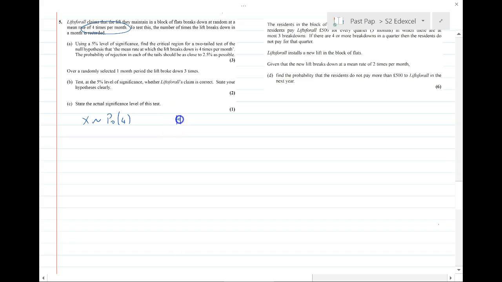So I'll write the H0 and H1 anyway, because it's a good idea. But then, mind you, it does tell us in the next part to do that, so I'll do it later. H1 is that it's two-tailed and that it's not equal to 4. So we're looking on both sides of the tail. So let's just have a look at the tables for the Poisson distribution and find some values and look at that.